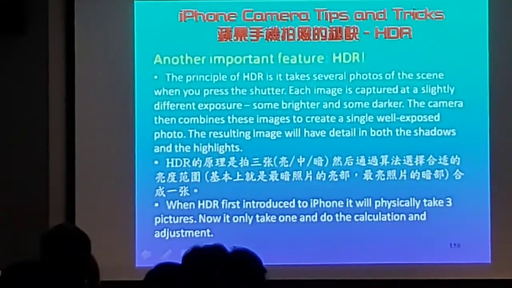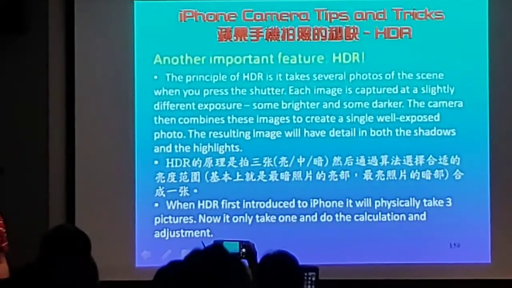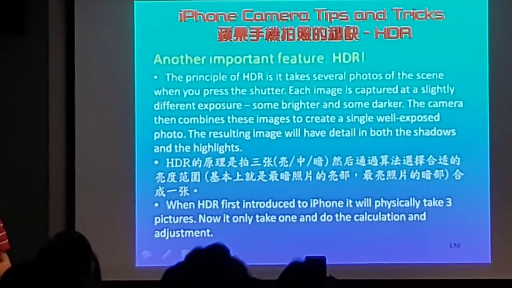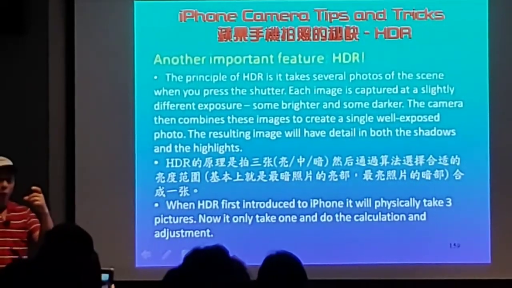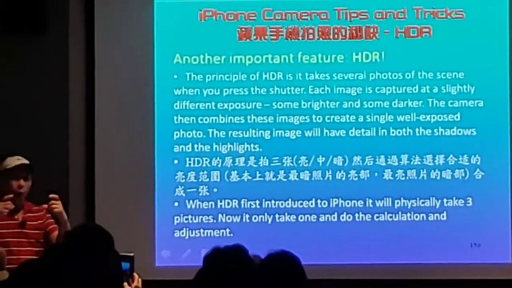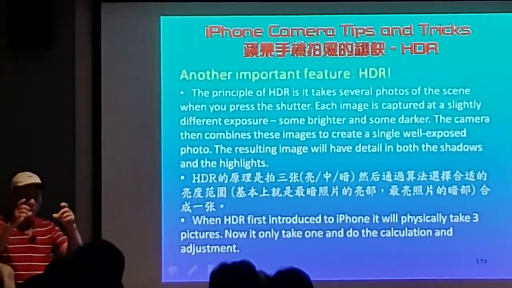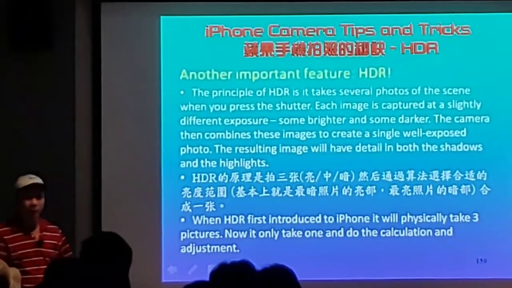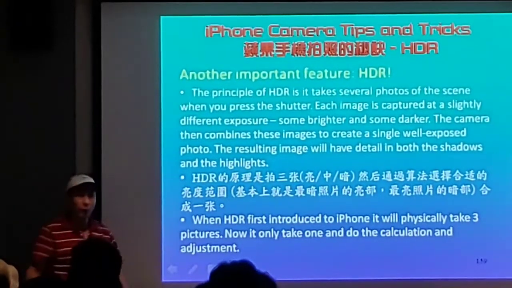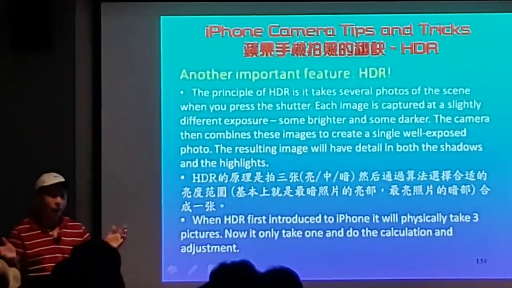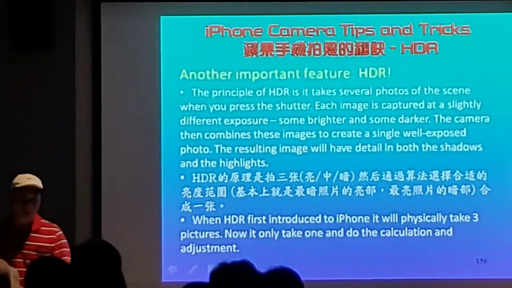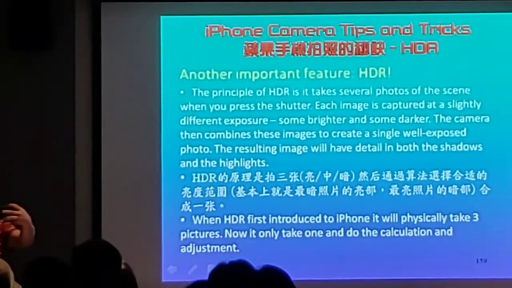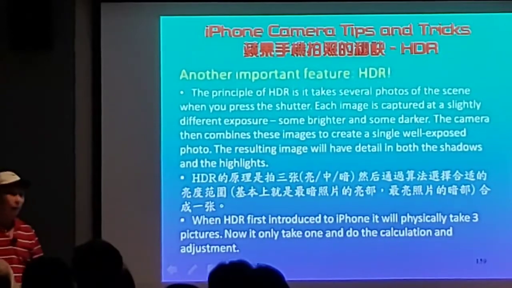So in the old days, when they first introduced these features in the iPhone, they really took 3 pictures physically. At that time, I had to hold the camera very tight and use a tripod. Otherwise, you take 3 pictures and it comes out blurry. But with the newer software upgrades, they don't do this anymore. They only take 1 picture, then calculate and do all the adjustments on that 1 picture. So right now, with HDR on, you just take pictures like normal. Just point and shoot, and that's it.